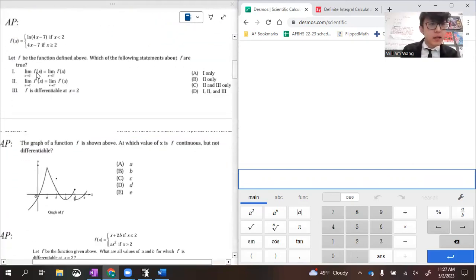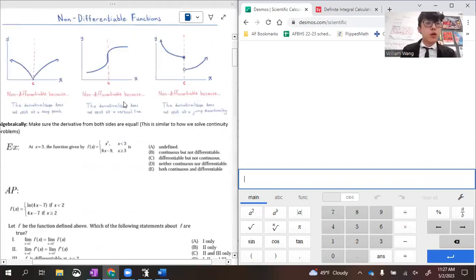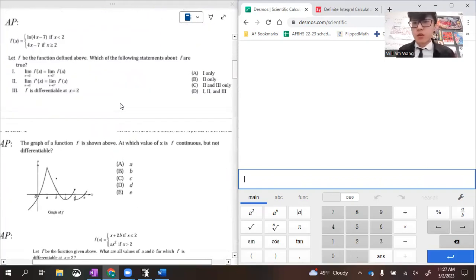The limit as x approaches 2 from the left is equal to the limit as x approaches 2 from the right. The limit as x approaches 2 from the left of the derivative and the limit as x approaches 2 from the right of the derivative are equal, and f is differentiable at x equals 2. Well, cool. The first one, I'll say item 1. Let's see if that is true.